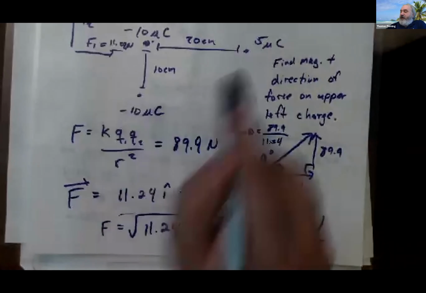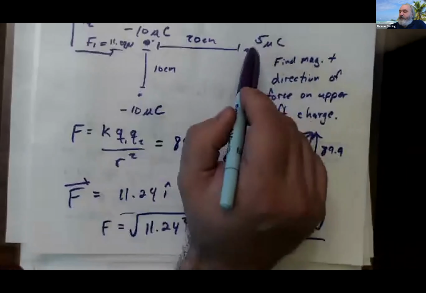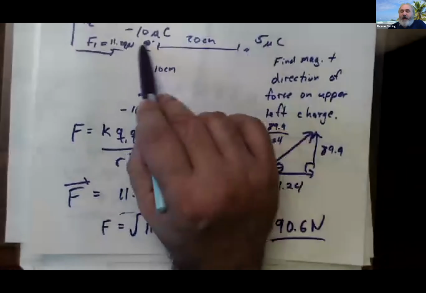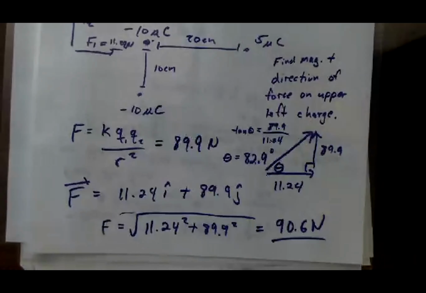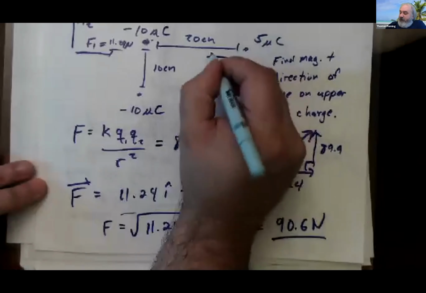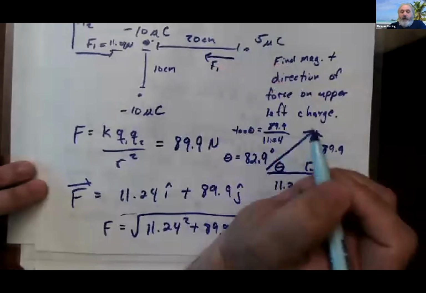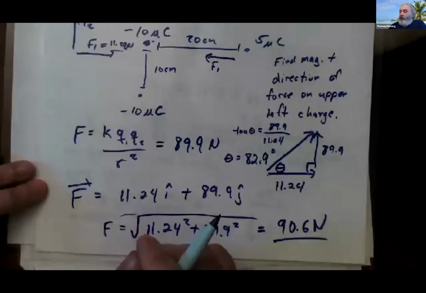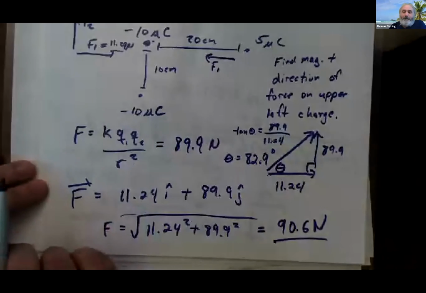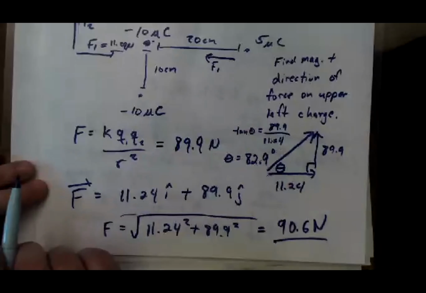Now, what about this guy? If I do the free body diagram for this guy, what direction force is it going to feel from this guy? It's going to go to the left. Yeah. So for him, we'll call it F1, is to the left. What about F2? What force does this guy feel because of this guy? He's on a slant. Yeah. He's going towards the -10.